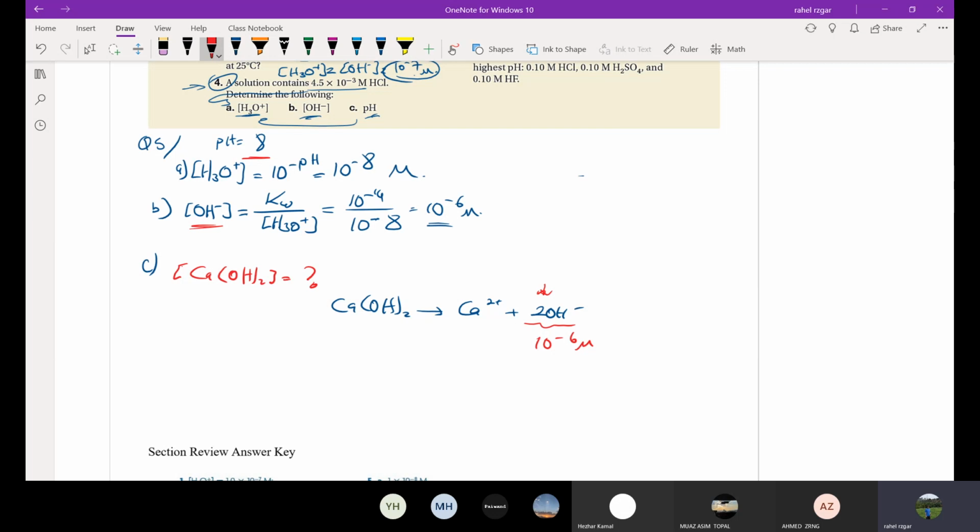So this OH, this concentration is actually the total OH. It's with the coefficient and everything.